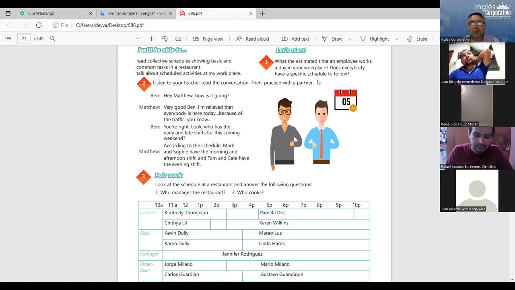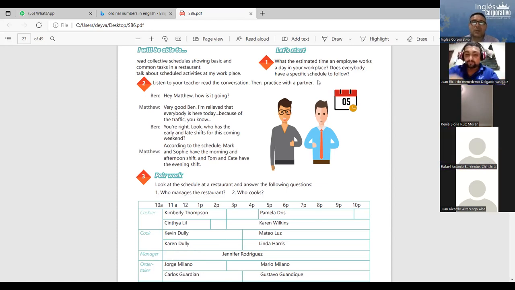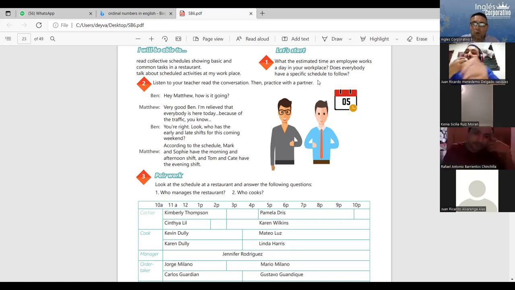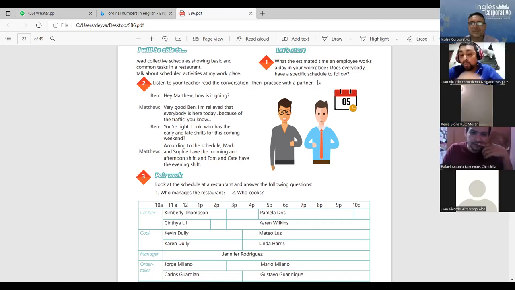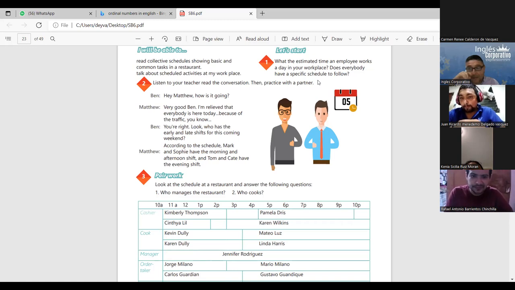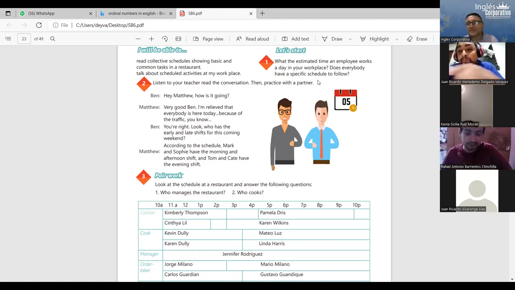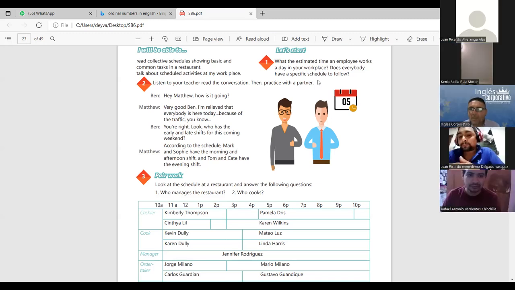Okay, so vuelvo a repetir, ahí les faltó el is, in number one, what is the estimated time an employee works a day in your workplace? How many hours do you work? Do you work 8 hours? Raise your hand if you work 8 hours. Raise your hand if you work 9 hours. If you work more or less? Raise your hand if you work 10 hours. 11 hours? 12 hours. Okay, 12 hours is a long shift.